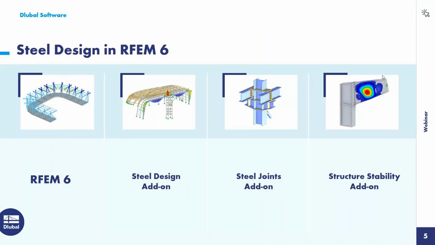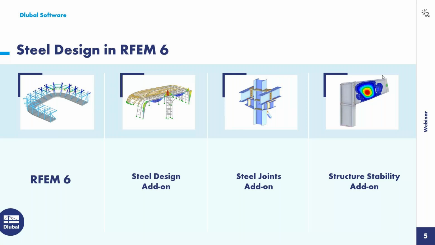So for those of you joining today that are not familiar with our program RFEM, we do work with this add-on concept. So RFEM is the base program. This allows us to fully model our structure, whether it's steel or some other material type. We can integrate with BIM software and we can get a full static analysis.